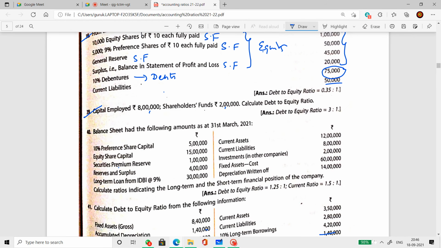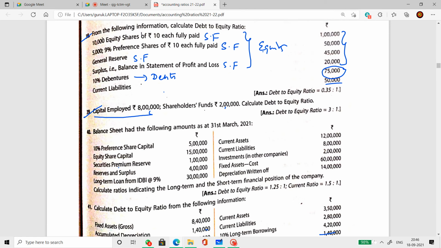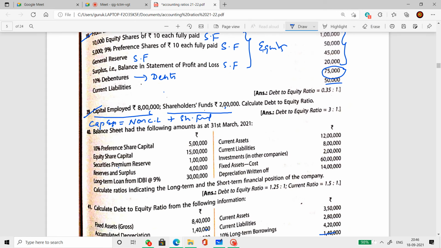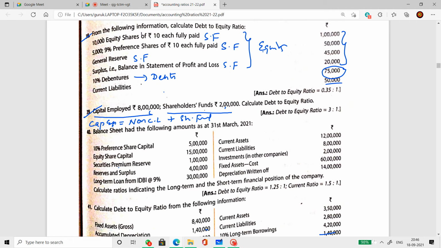Question number 39. Capital employed is 8 lakh. Shareholders fund is 2 lakhs. Capital employed, I already told you, is long-term debts, or otherwise non-current liability, plus shareholders fund. So we know capital employed is 8 lakh. We know shareholders fund is 2 lakhs. Therefore, non-current liability is 6 lakhs. Non-current liability is nothing but debts, right? Divided by equity, and equity is given to us as 2 lakhs. So 6 by 2, 3:1 is the answer.